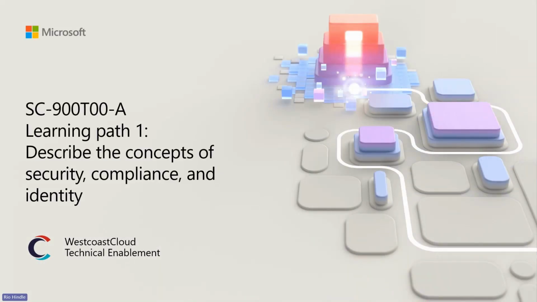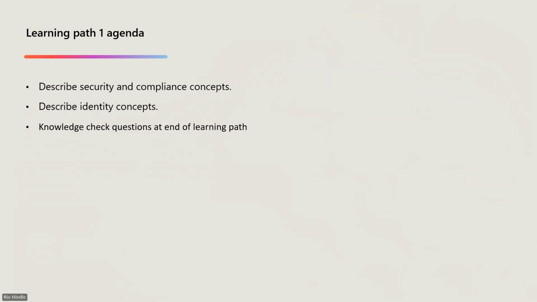So, to kick things off, the first learning path for today is describe the concepts of security, compliance, and identity. This covers describing security and compliance concepts and describing identity concepts, and we'll do a quick knowledge check at the end of each learning path. For the knowledge check, if you could just paste your answers in the Q&A box, then we'll review and look at it accordingly.